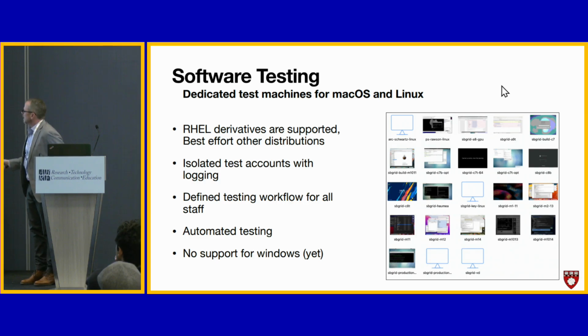So we test on Red Hat derivatives. We kind of give best effort for other Linux distributions like Ubuntu, but we have tons of Ubuntu and Debian users. So we hear about bugs pretty fast, and we try to fix them where we can. I don't know of any that we haven't been able to fix or get around. We also have the same isolated network and test accounts.